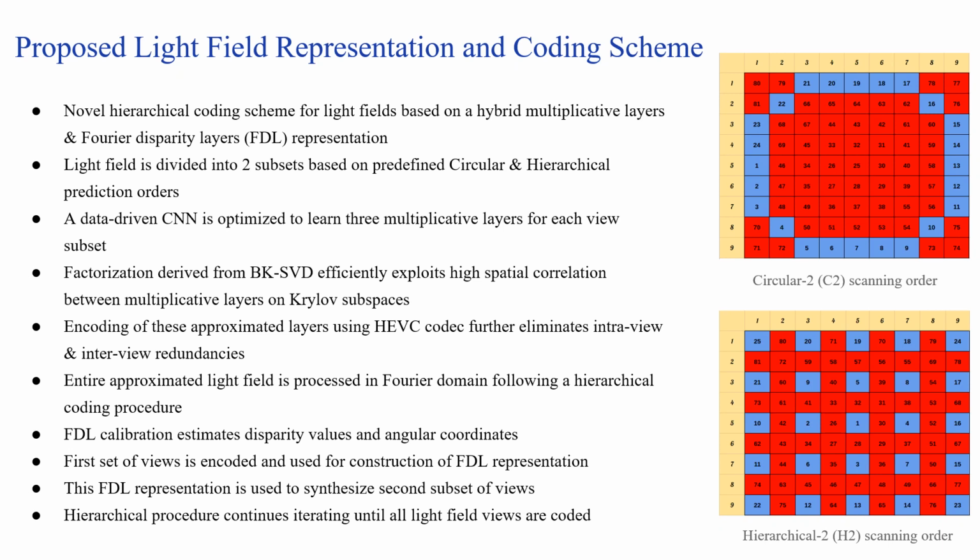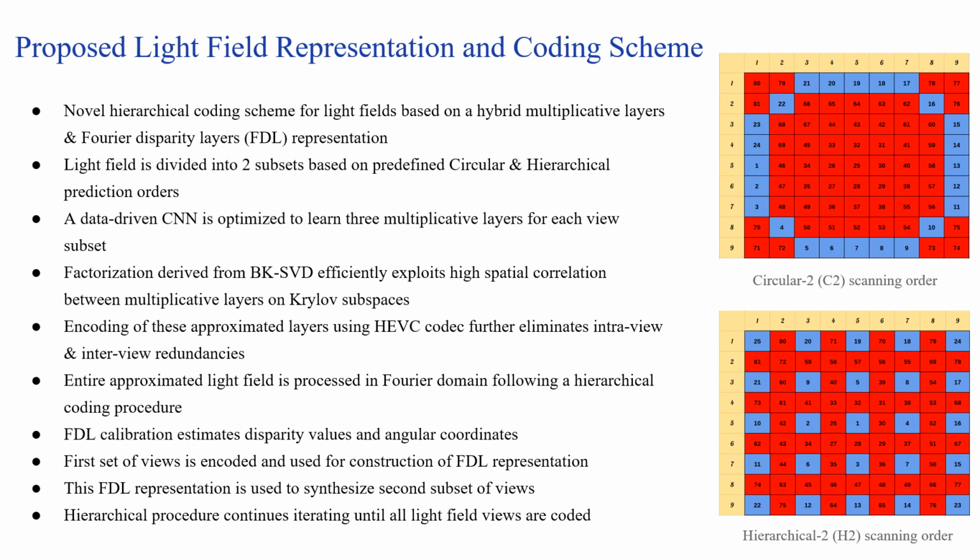The input light field is divided into two subsets based on the circular 2 or the hierarchical 2 scanning order as given in the figures. We derive the optimal multiplicative layers of each light field subset and exploit the redundancies among them by obtaining the hidden low-rank structure in the Krylov subspace. Encoding of these approximated layers using HEVC or the high-efficiency video coding further eliminates intra-view and inter-view redundancies.